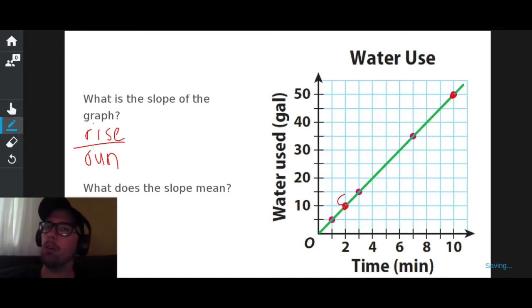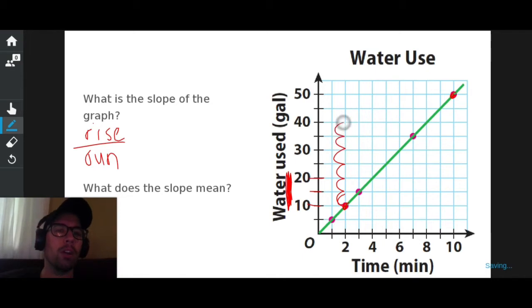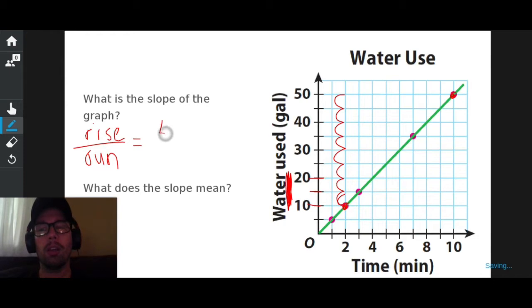Oh, no. Look at this over here. Each little chunk doesn't go up by 1. It goes up by 5. Tricky. So I don't go up 1. I go up 5, 10, 15, 20, 25, 30, 35, 40. So my rise is 40.